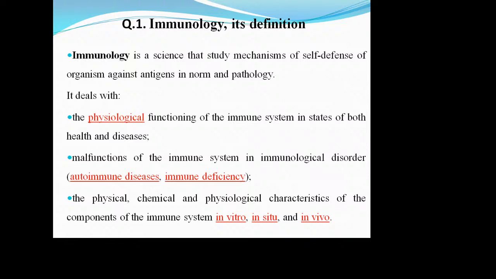And immunology also works with physical, chemical and physiological characteristics of the components of the immune system in vitro, in situ and in vivo. In other words, immunology studies parameters and characteristics of cells of the immune system or molecules of immune cells in vitro, meaning in the laboratory, in the tube, in situ, in tissues, and in vivo, in the living organism.